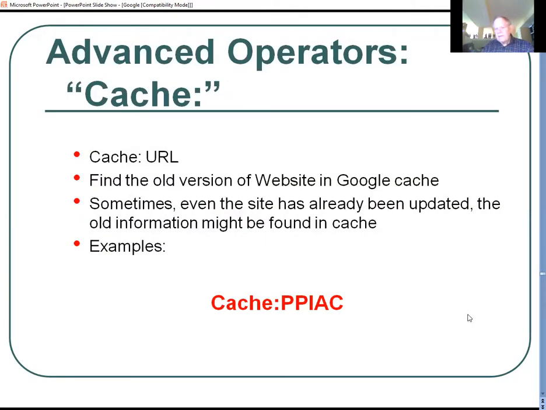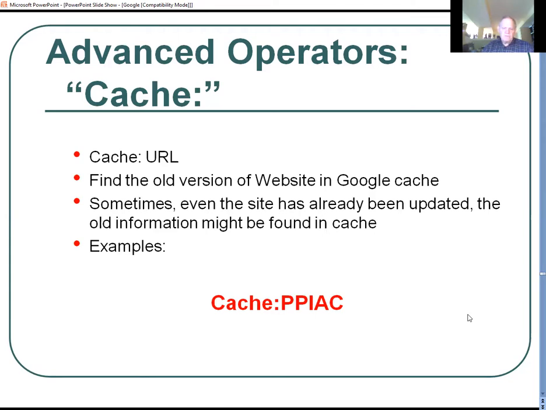Cache. Cache is kind of an interesting thing because it shows the older version of a website. There are some other ways to get this, the Wayback Machine and some other things, but Google does the same thing.